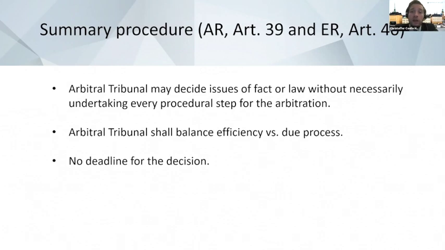In Article 39 of the rules, there is an enumeration of examples of issues that can be subject to summary procedure, but the list is not exhaustive. Something to be noted is that there is no deadline for the request for summary procedure, or for the decisions in summary procedures to be made under the rules. So this is entirely for the arbitral tribunal to decide.